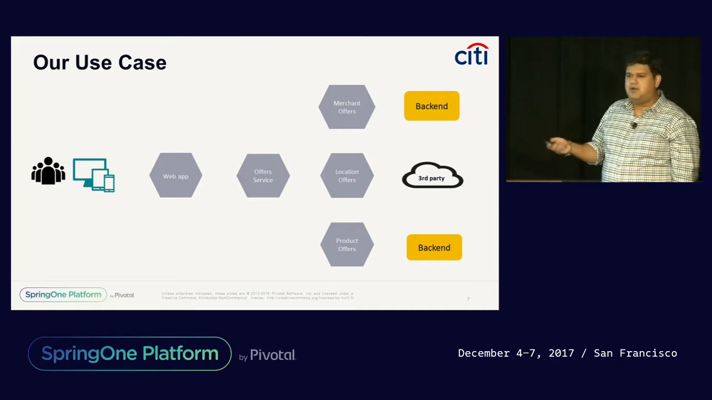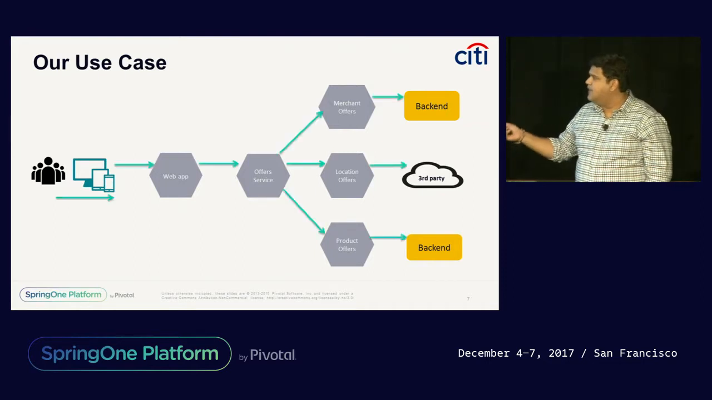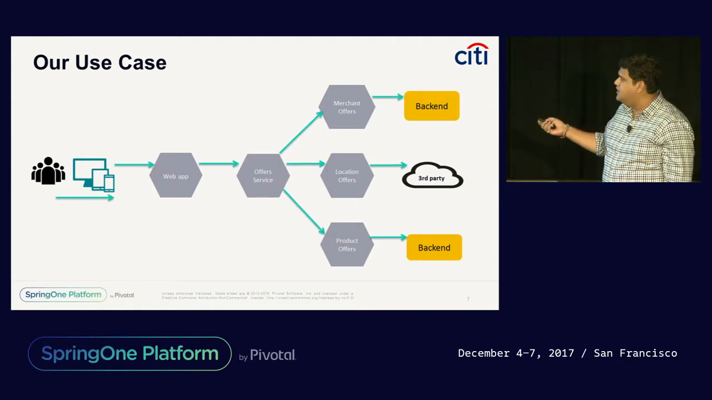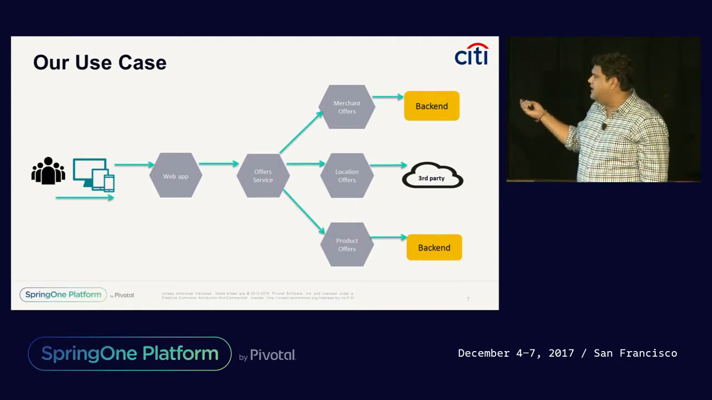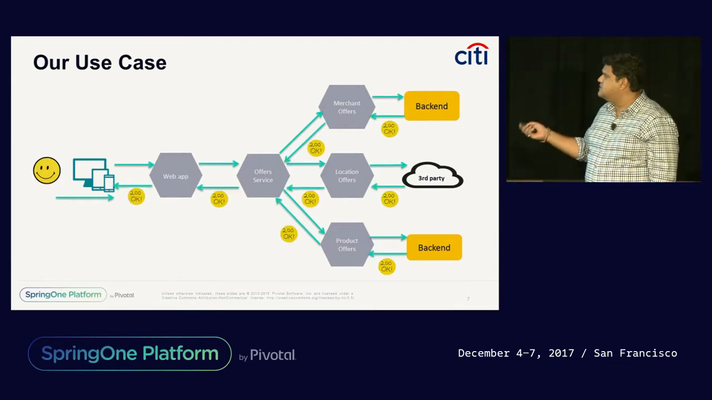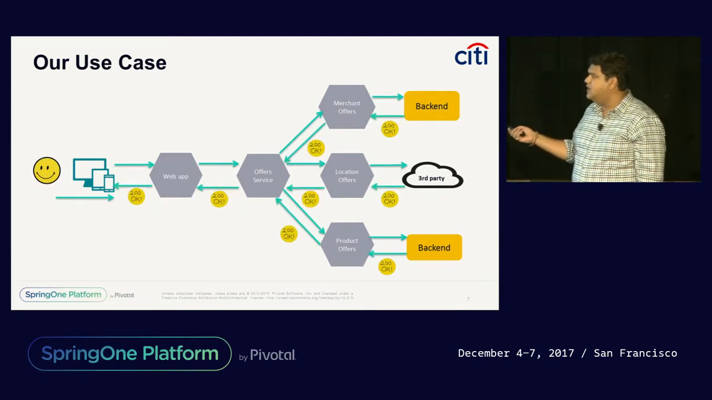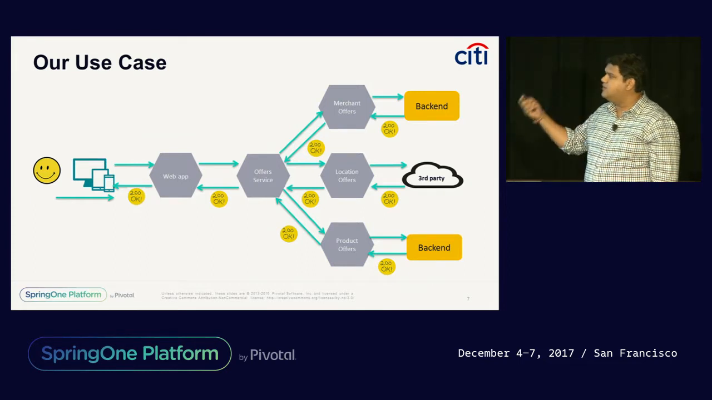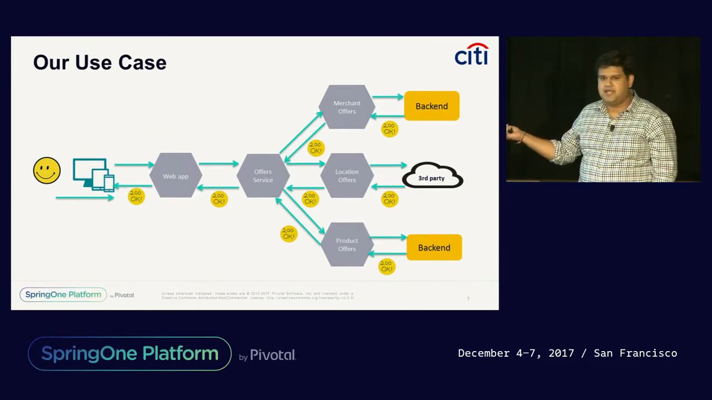Now let's consider a positive scenario for my use case. I have a single user request coming in. All my backend systems, all my dependent services are performing good. They are well within the SLA. So I get a 200 OK from all the dependent services and backends. I'm able to give the offers back to my customer, and my customer is happy.